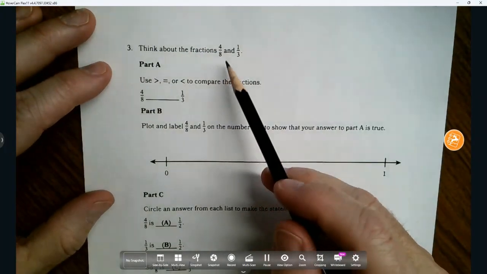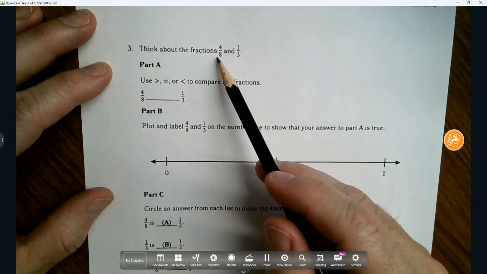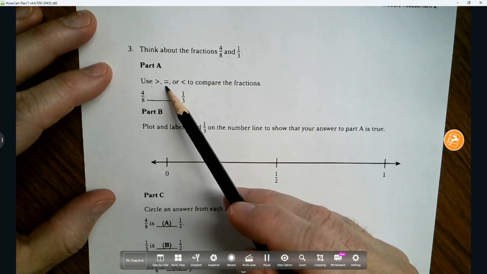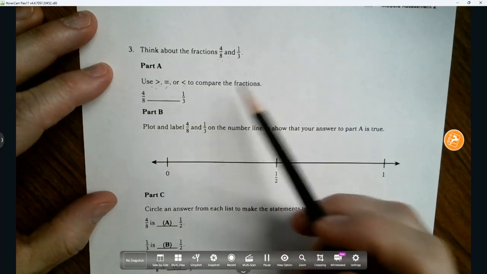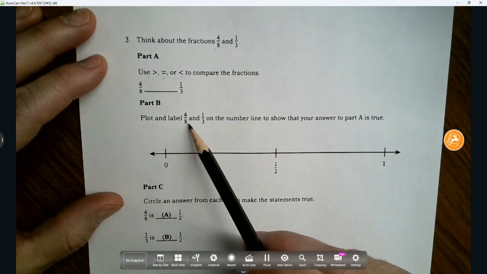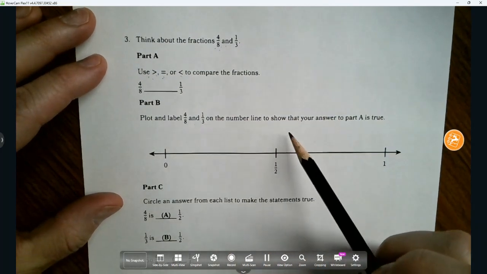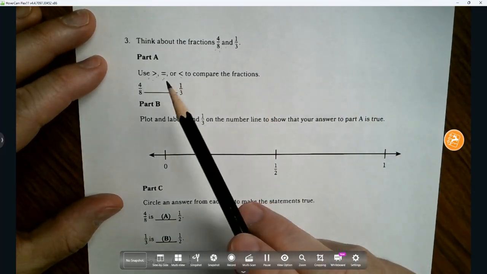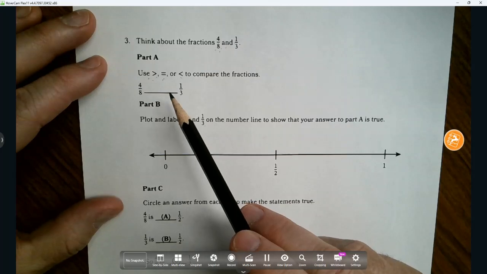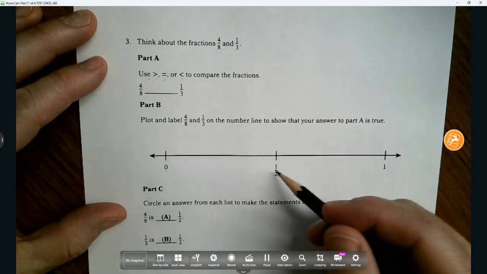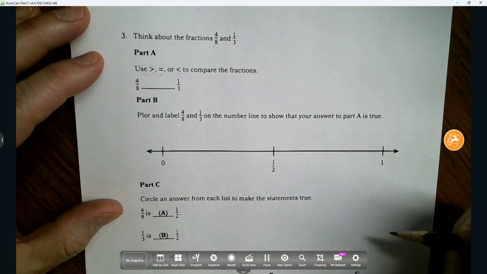It says, think about the fractions 4/8 and 1/3. Use greater than, equal to, or less than to compare the fractions. All right, so plot and label 4/8 and 1/3 on the number line to show your answer to part A. Until you do this, you can't show this. It shows us 0, 1/2, and 1.